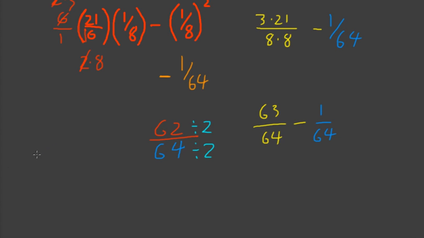I'm going to keep writing over here to the left. We get a 31 on top, since 31 times 2 is 62, and 64 divided by 2 is 32. Can we reduce it further? No, we cannot. This is as far as we can go, so we circle it. The answer for 4D is 31 over 32, and we're done.